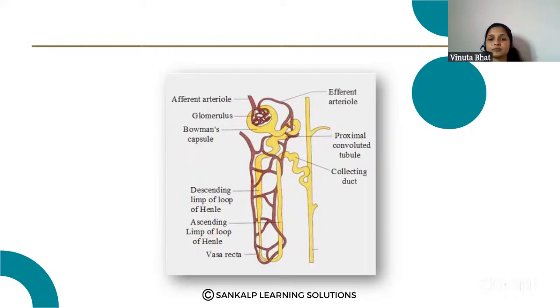Okay, practice all the parts, not only one or two parts. You have to practice all the parts which are important: glomerulus, Bowman's capsule, and collecting duct. So these all are very important parts. So please note down all these parts, and please practice the diagram.